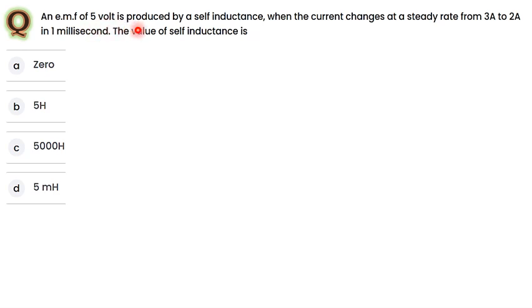An EMF of 5 volt is produced by a self induction when the current changes at a steady rate from 3 ampere to 5 ampere. Now the current changes in 1 millisecond. Then what is the value of self inductance? The changing EMF is proportional to di by dt. So whenever the current changes, the EMF is directly proportional to it. From this, E is equal to L into di by dt, where L is called self inductance.